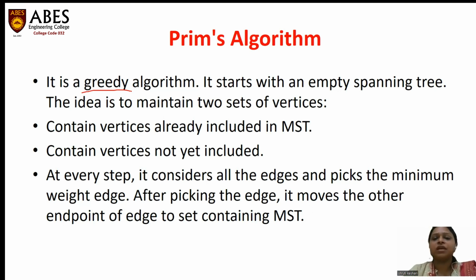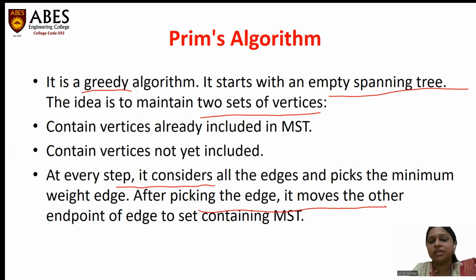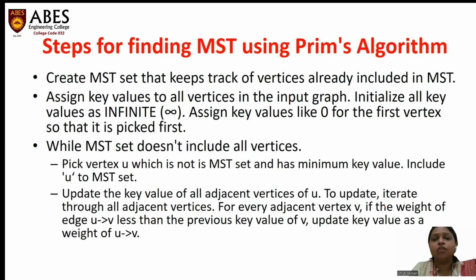In this algorithm, we will start with an empty spanning tree, and it maintains two sets of vertices. One set contains all the vertices which are not yet included in the minimum spanning tree. And the second set contains all the vertices which are part of your spanning tree. After initializing these two sets, at each and every step, you will consider all the edges and pick the minimum weight edge. Because, as I already told, this is a greedy algorithm, it will go for the minimum value. So it will consider only that edge which gives you the minimum weight. And after picking the edge, it will move the other endpoint of the edge to the set containing the minimum spanning tree. For creating the minimum spanning tree, we follow some steps.